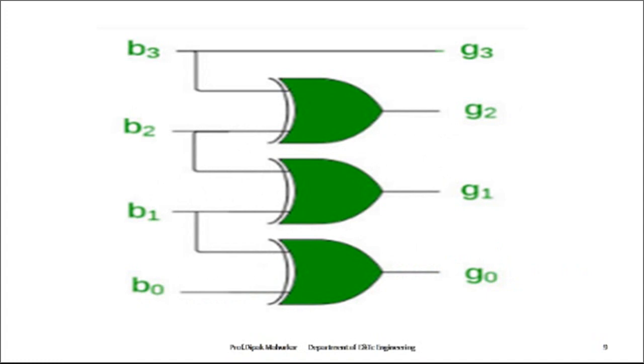Our next task is to draw the logic diagram. See here the logic diagram with B0, B1, B2, B3. So G3 is equal to B3, or you can say G3, the MSB of gray, is the MSB of binary. G2 is the XOR operation of B3 with B2. Similarly for the others. Like this we can convert the code.